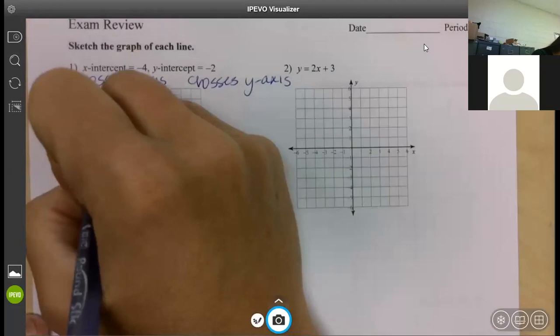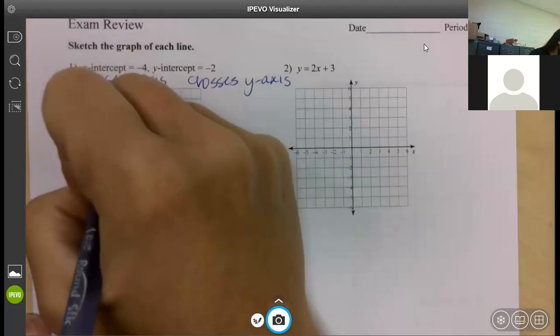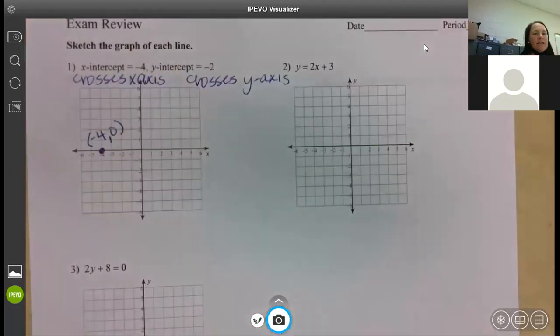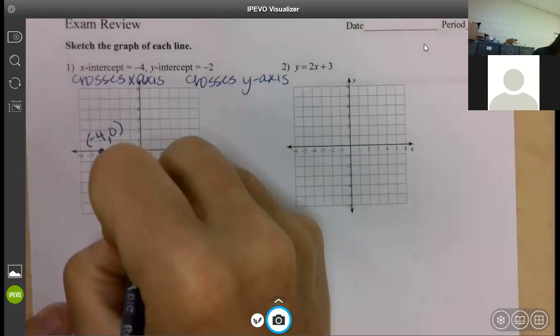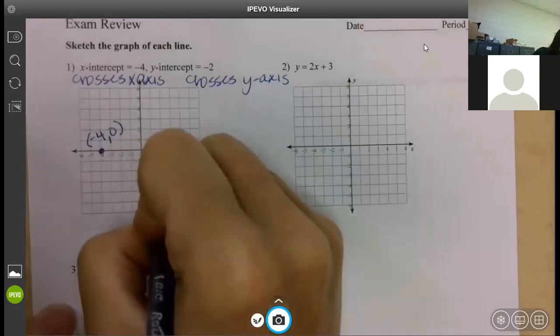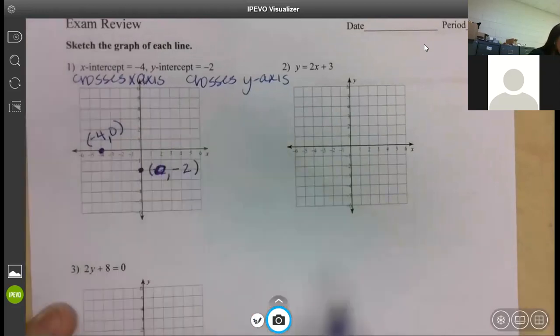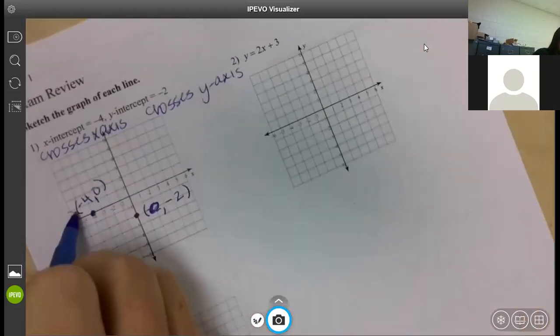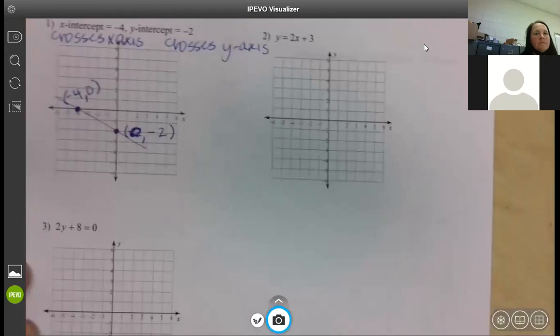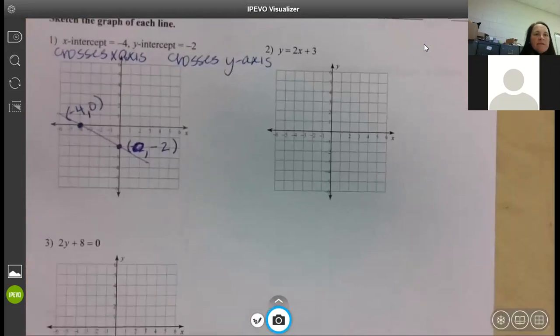Remember that that coordinate is (-4, 0). So anytime you have an intercept, an X or a Y intercept, the opposite coordinate is always 0. So your Y-intercept is -2. Sorry, (0, -2) would be your coordinate. And then if we're graphing a line, we just connect it. So again, X-intercept crosses the X-axis, Y-intercept crosses the Y-axis.